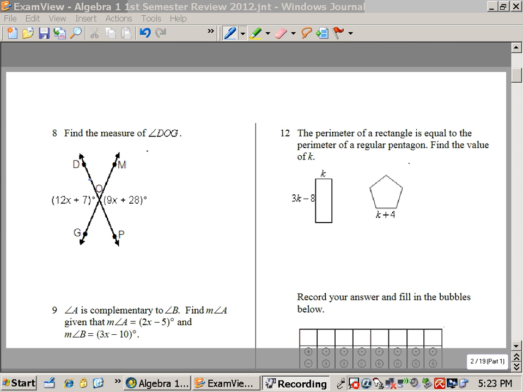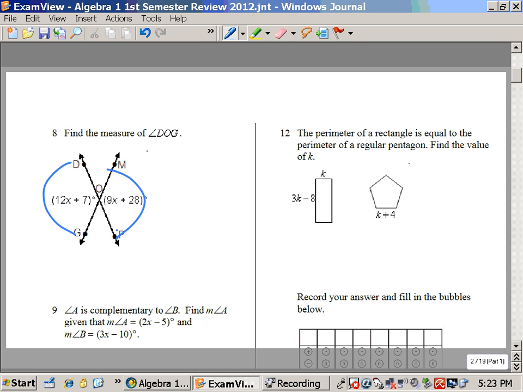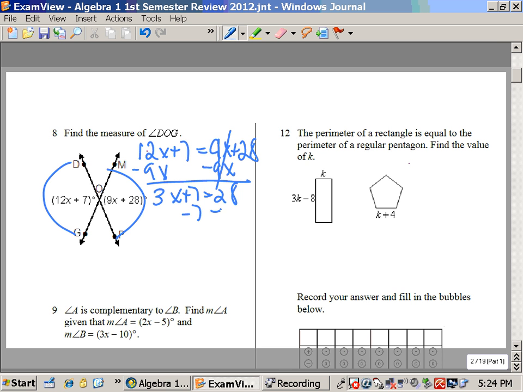Number 8, I need to find the actual measure of DOG. Now these angles, DOG and MOP, are actually equal angles. They have the same measure. So I can take 12x plus 7 and make it equal to 9x plus 28. Subtracting the 9x on the left gives me 3x plus 7 equals 28. Subtract 7, and 3x is 21. X is 7. Now, many of you are not going to pay attention, and you're going to stop right there.